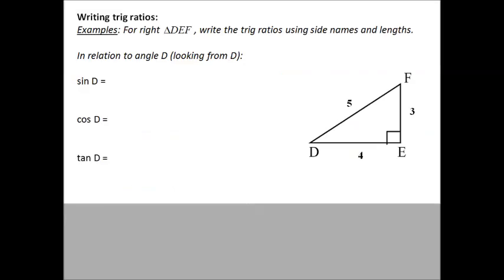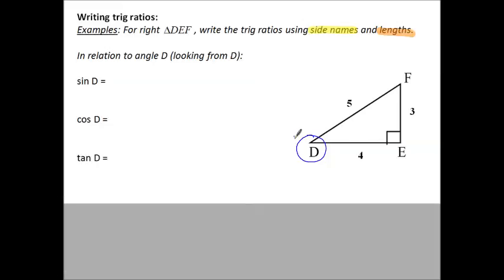Then let's go and try practicing some of these trig ratios. In our example, for the right triangle DEF, we're supposed to write the trig ratios using both the side names and the lengths. So let's find the three ratios in relation to angle D. So we are basing everything off angle D right here.